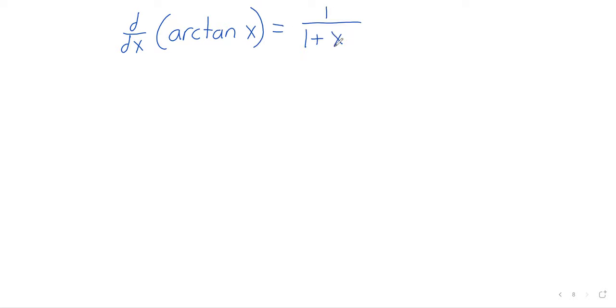Instead, we'll go to the arc tangent. And the derivative of the arc tangent, even though you might think of the tangent as being more complicated than the sine, it's the sine divided by the cosine, but the arctangent has a simpler derivative. There's no square root, it's just 1 over 1 plus x squared. And the derivative of the arctangent shows up all the time.